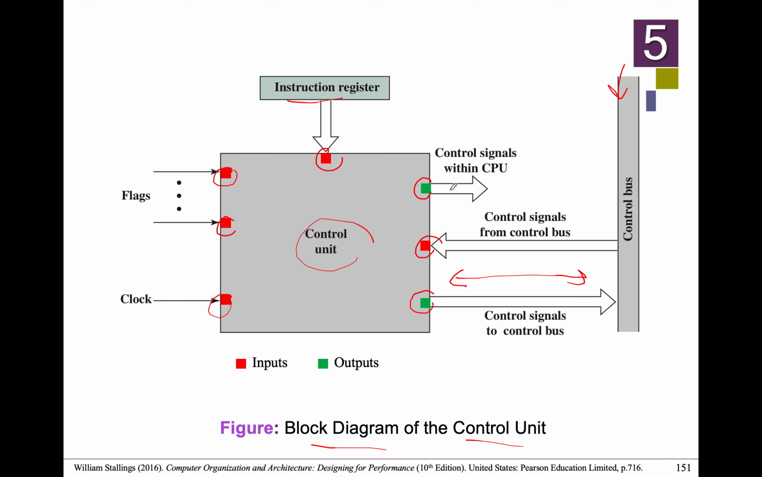And for the output, another one is control signal within your CPU. So red color is input, green color is output. So this is how your CU looks like.